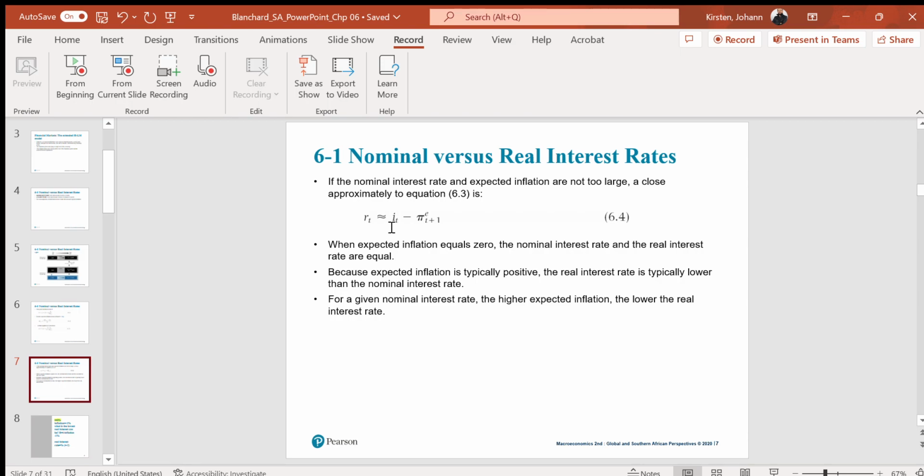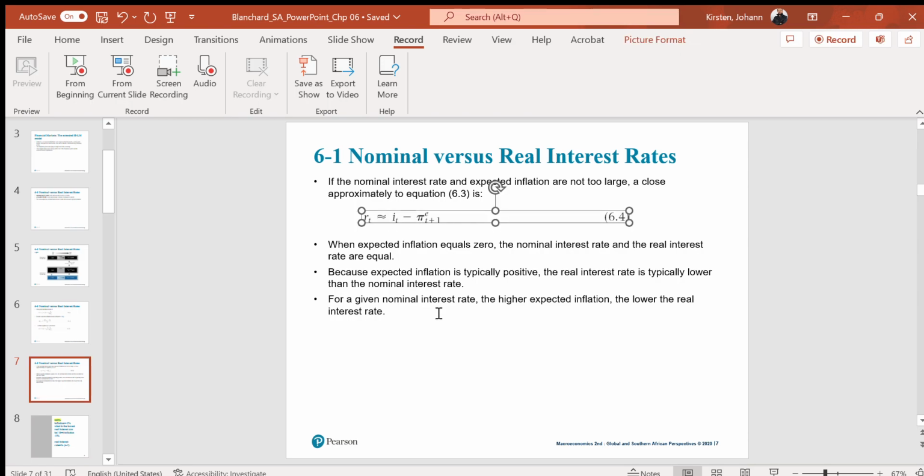So what are some of the conditions of this formula? Firstly, if your expected inflation rate is equal to 0, then your nominal interest rate will be equal to your real interest rate. Okay, that's the first one. Because expected inflation is typically positive, meaning this value is normally above 0, that will lead to your real interest rate being higher than your nominal interest rate. Or sorry, lower than your nominal interest rate. Sorry, mistake there. It's actually your real interest rate that is lower than your nominal interest rate.